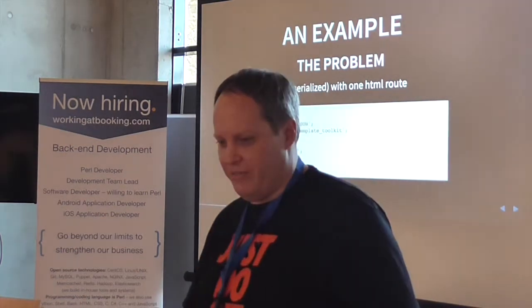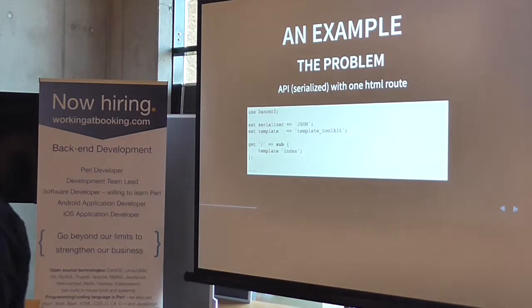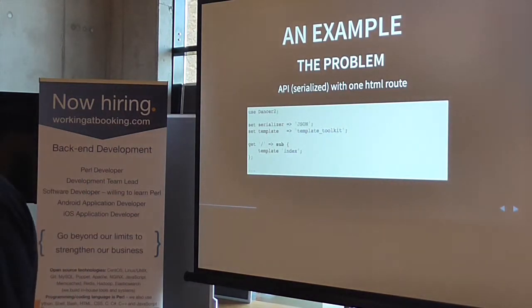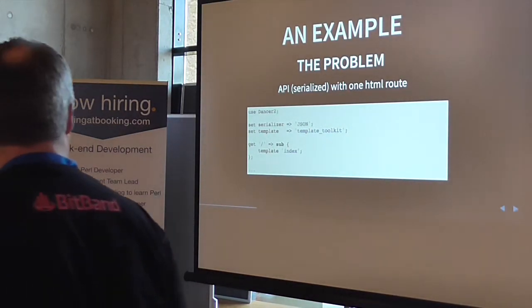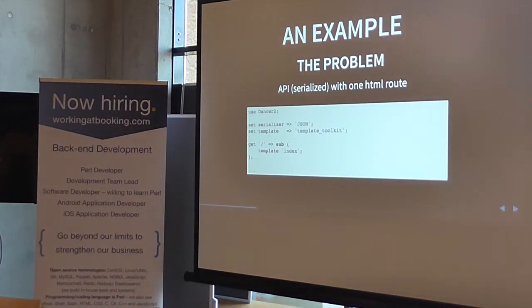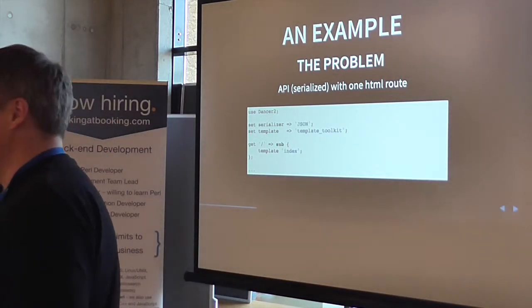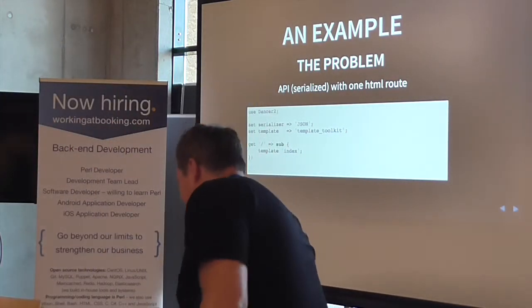Okay, so one example of an issue that no longer exists in Dancer 2. If you have a small Dancer 2 app, you define a serializer, you define a template engine, that's fine, and you try and return a template from a route, it will try and serialize it. Has anybody actually not tried this? Okay, it sucks.